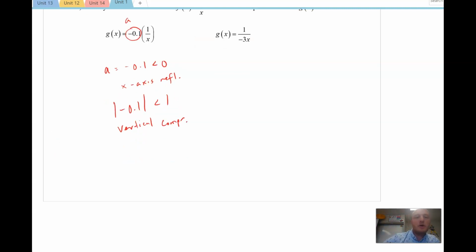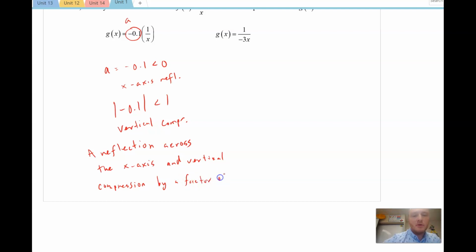Okay, so what are our transformations? Well, we are going to have a reflection across the x-axis and vertical compression by a factor of 0.1, or you can say 1/10, because that's what it is.